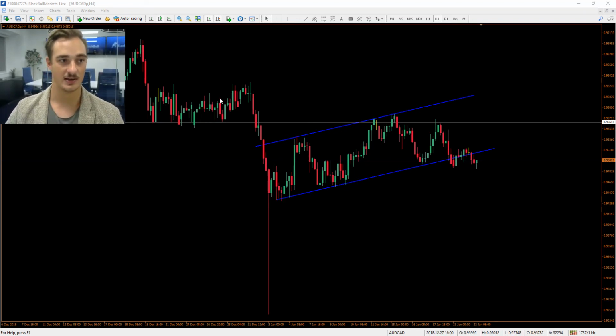So again, we are here at the AUD CAD. This is a 4-hour chart. So we were looking at this channel over here. You can see it has broken and sort of came to retest that area. So a lot of people would have probably taken a short position here.